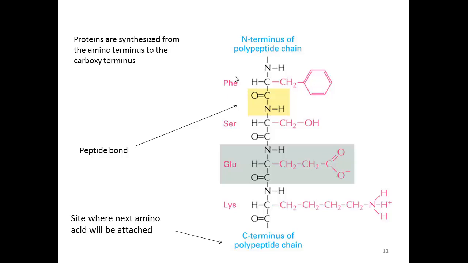Here's a short peptide chain with 4 amino acids. A very important point about the synthesis of proteins, we'll see this a couple of times, is that proteins are synthesized from the amino terminus to the carboxy terminus, sometimes depicted as N to C. Here we have the amino end, and here is the carboxy end. The first amino acid in this chain is phenylalanine. Then serine was added, then glutamine, and then lysine. If we're going to add another amino acid, we're going to connect it here to the C terminus.